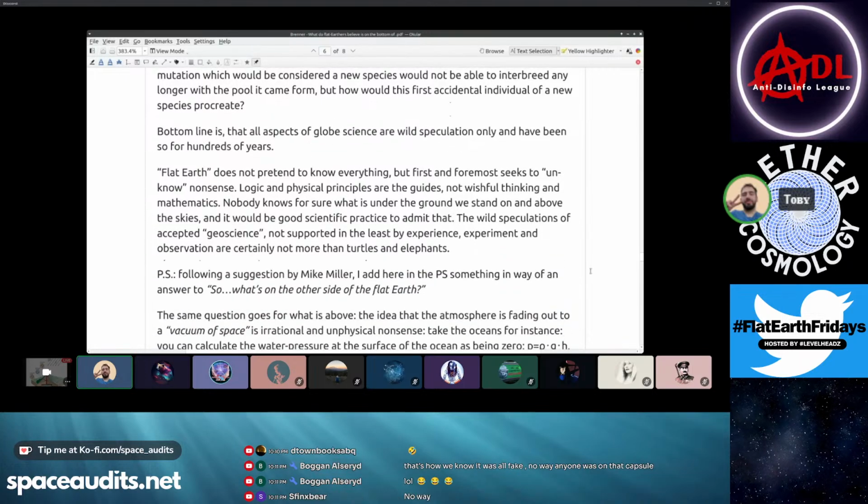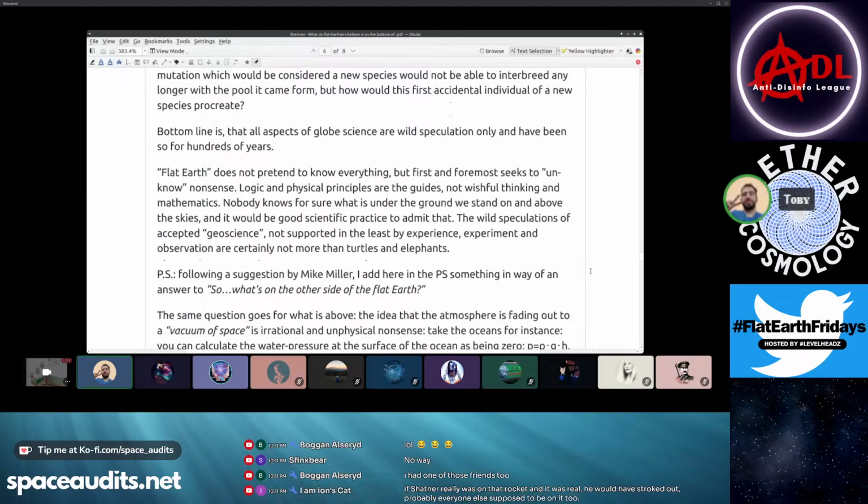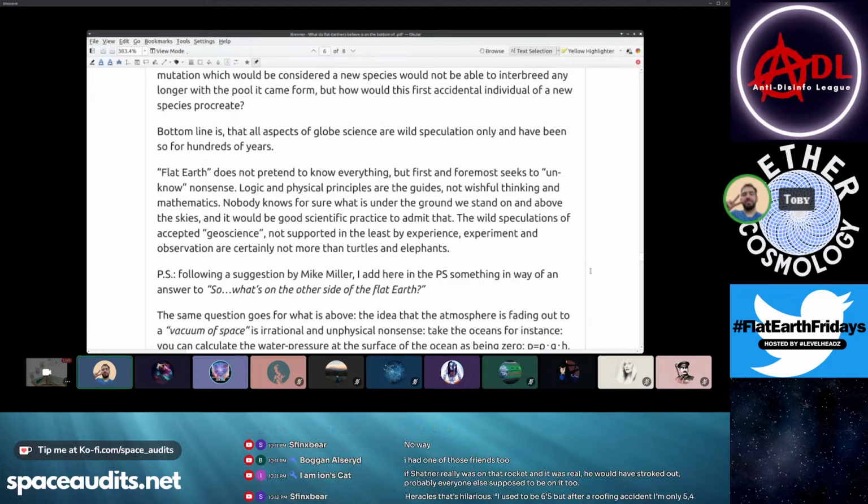Bottom line is that all aspects of globe science are wild speculation only and have been so for hundreds of years. Flat Earth does not pretend to know everything, but first and foremost succeeds to unknow nonsense. Logic and physical principles are the guides, not wishful thinking and mathematics. Nobody knows for sure what is under the ground we stand on and above the skies, and it would be good scientific practice to admit that. The wild speculations of accepted geoscience, not supported in the least by experience, experiment, and observation, are certainly not more than turtles and elephants.